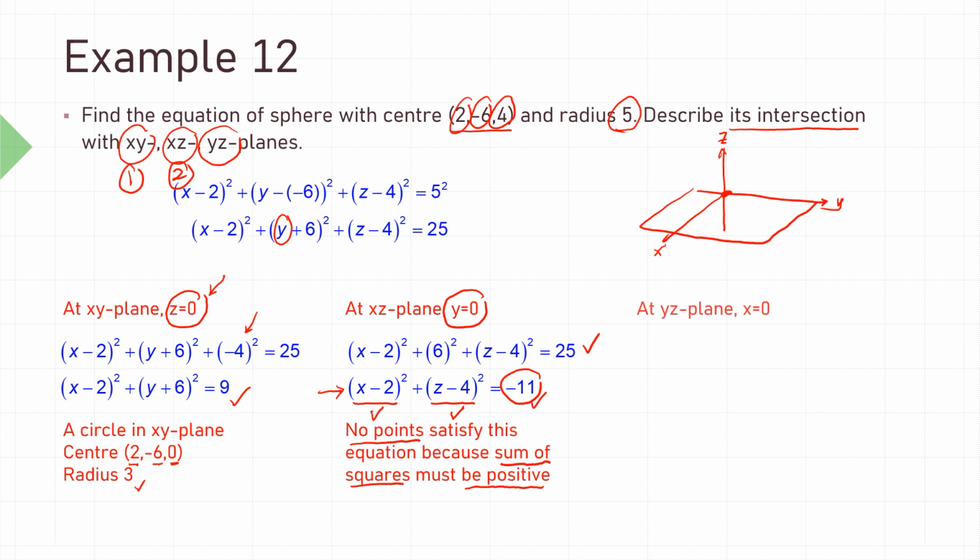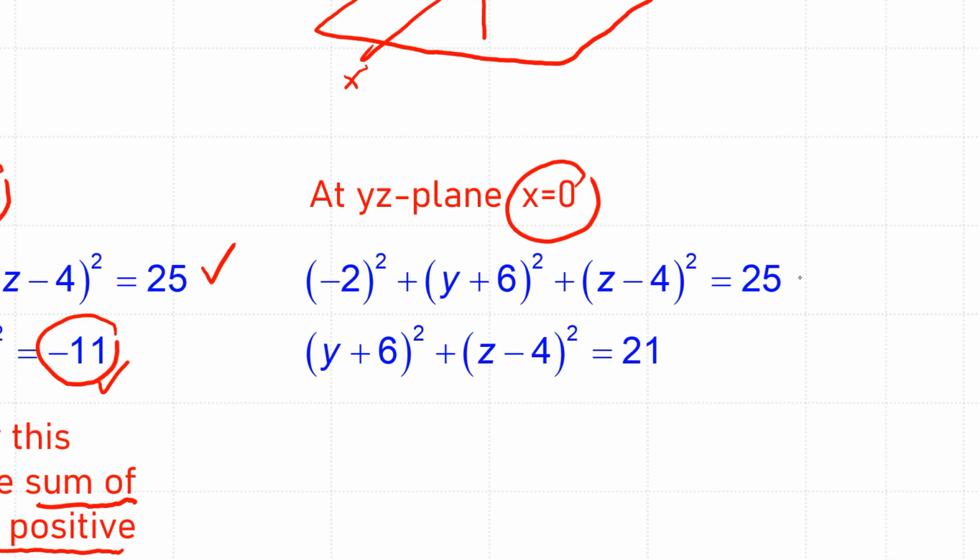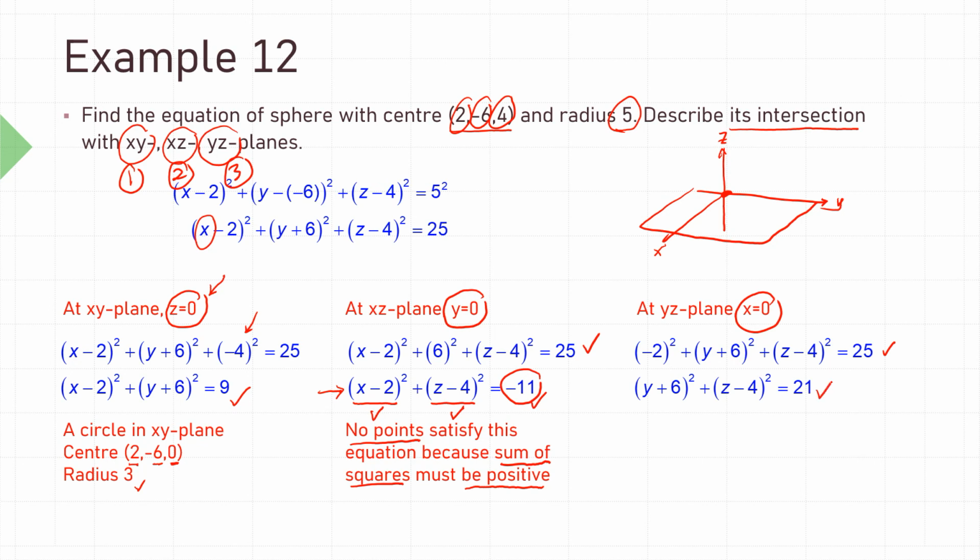Now, for the part where we want to find the intersection with the yz plane, we have x equal to 0. We substitute the value of x, which is 0 now, so we will have this equation. Simplifying this, you get this one. What equation is this? Again, it is a circle in the yz plane, with the center 0, negative 6, 4. Why 0? Because x is 0. The radius, we should take the square root, so you get square root 21. So this is example 12.